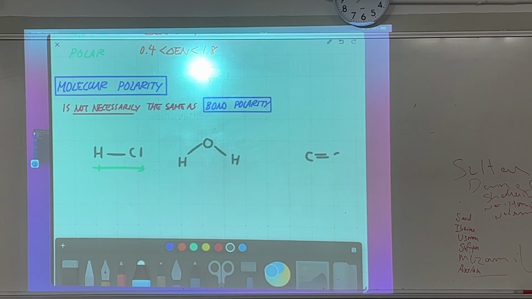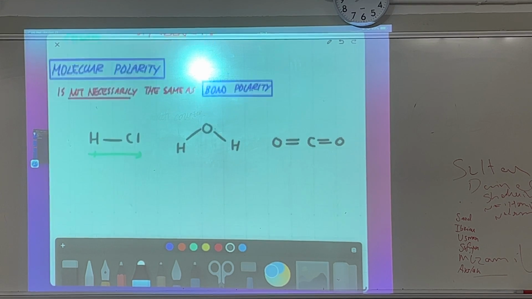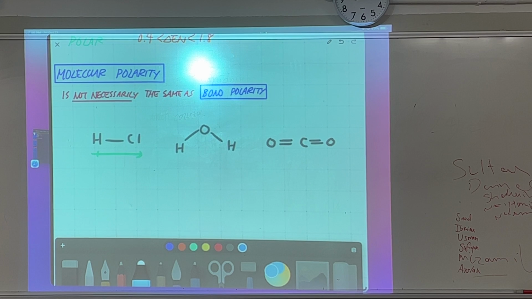Okay, so we have CO2 and H2O. So draw these three molecules here first: HCl, H2O, and CO2. In the first example, we have the HCl molecule with just one bond. On the right-hand side, we have two molecules, each with two bonds. So we have an H2O molecule with two bonds. We also have a CO2 molecule with two bonds.